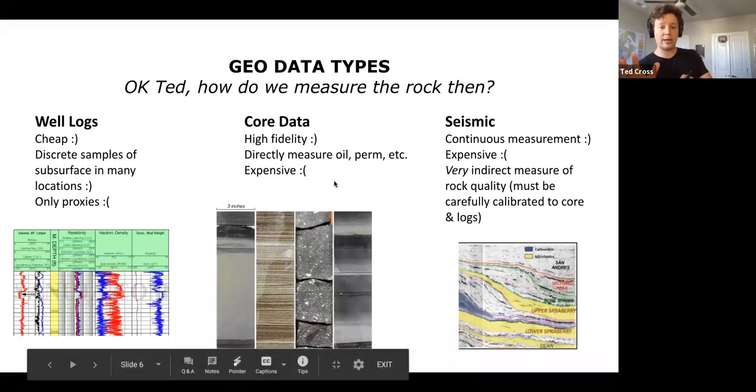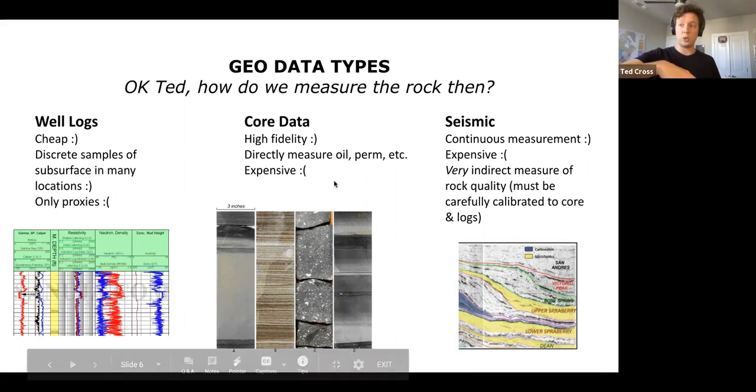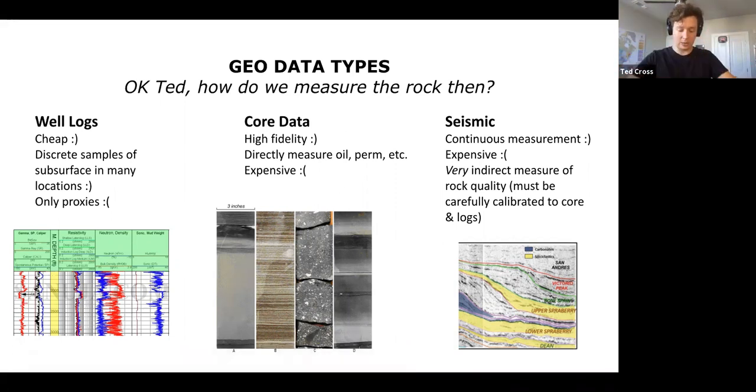For core data, when you're drilling your well, you literally take a sample of the rock, and it's a continuous sample. These are 3 inches wide here, but you take a tube of rock from the subsurface and bring it up to the surface. The advantage of that is that you can directly measure the rock quality. So you can measure the oil in place, you can measure the permeability, etc. The disadvantage is that it's very expensive compared to running a well log. You have to have a specific drill bit, and it takes a lot of time to actually get that core data out. All these measurements are also expensive, but the main expense is actually getting the core.